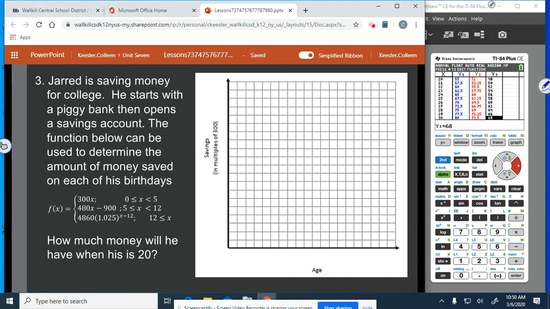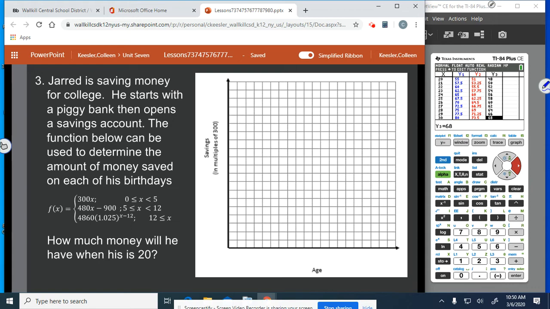Then from the years 5 to 12, he had $480 per year minus the $900 that he already saved the previous years. Then 4,860 times 1.025 to the x minus 12 is from year 12 and on. And we'll see that these kind of connect and match up. So how much money will he have when he is 20? We'll figure that out once we start the graph.